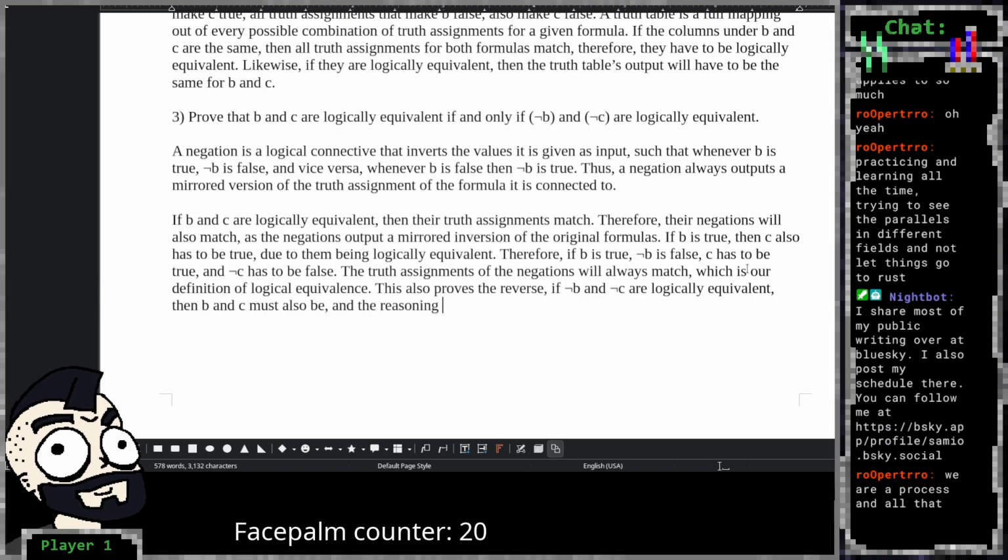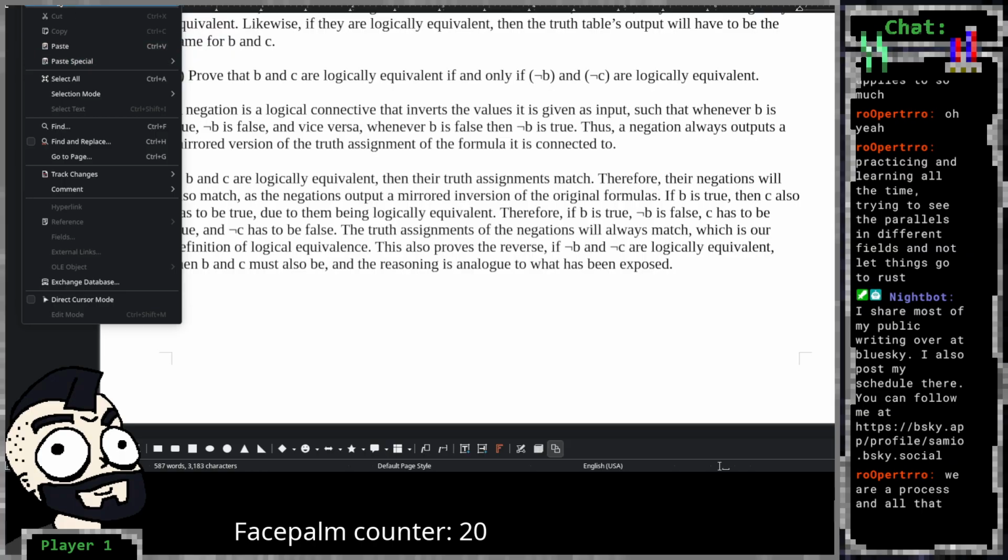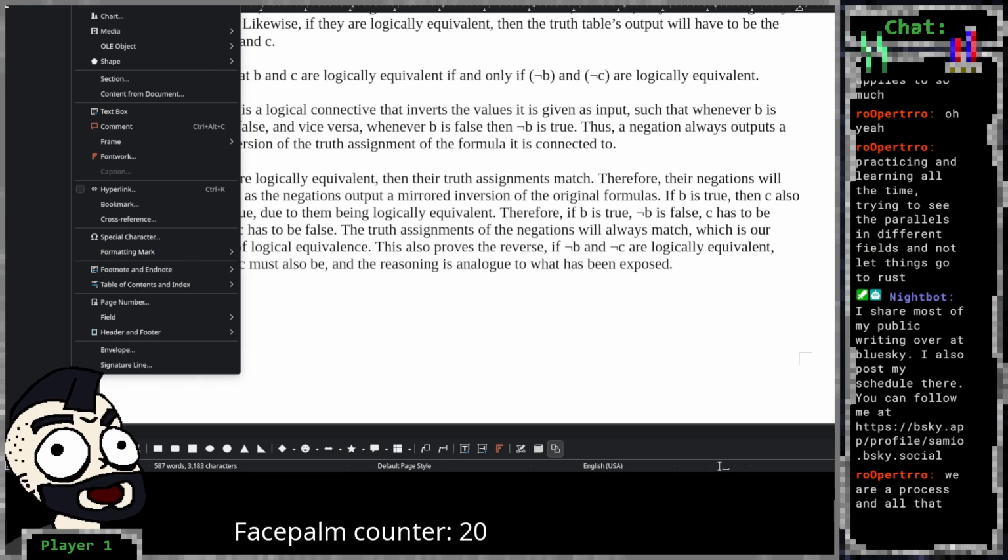And the reasoning is analogous to what has been exposed. Okay, and I really wanted to go over trees today, but I don't think we have the time. But I mean, we went over a very intuitive, basic notion of mathematical proof, and that's way worth it.